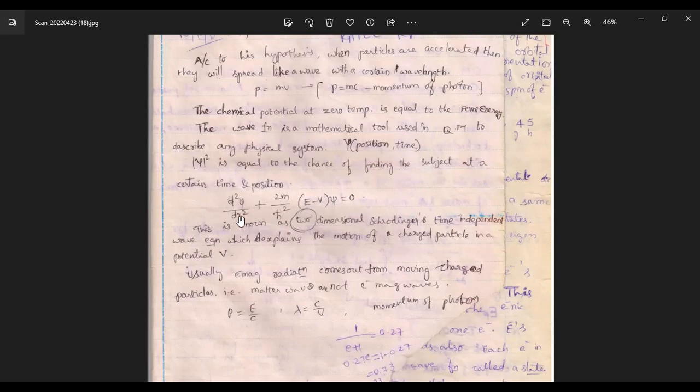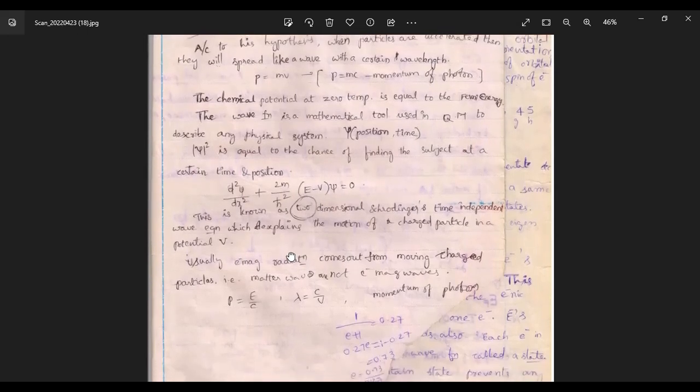Schrodinger's time-independent wave equation: d square psi by dx square plus 2m by h bar square into E minus V into psi is equal to 0. This explains the motion of a charged particle in a potential V.